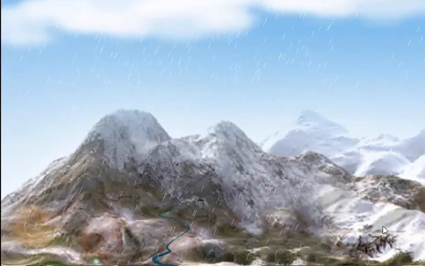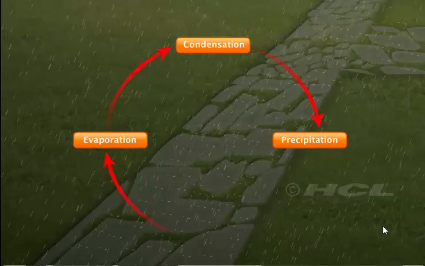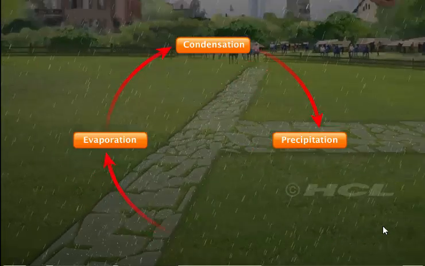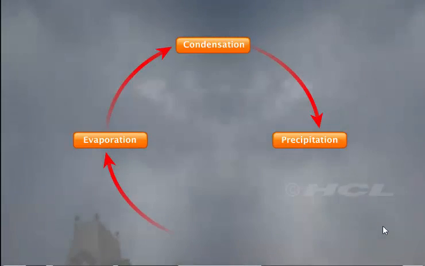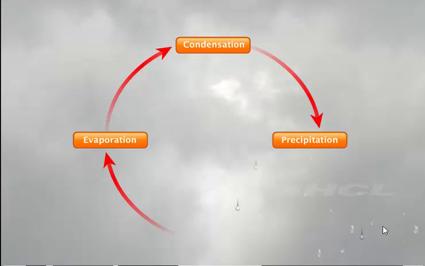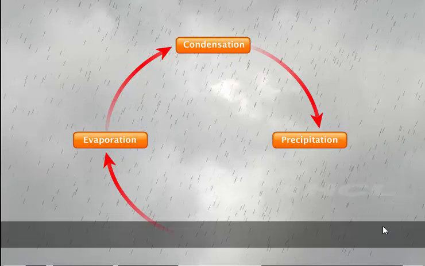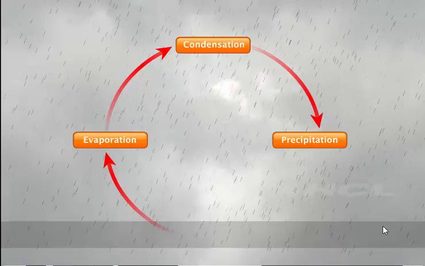The third stage in the water cycle is called precipitation. In this stage, the water lost through evaporation moves from the atmosphere back to the Earth's surface. Let's see how this happens. As the clouds get laden with water droplets, they become heavy. When the clouds can no longer hold the water droplets, the droplets start falling on the earth. This is called rainfall or precipitation.